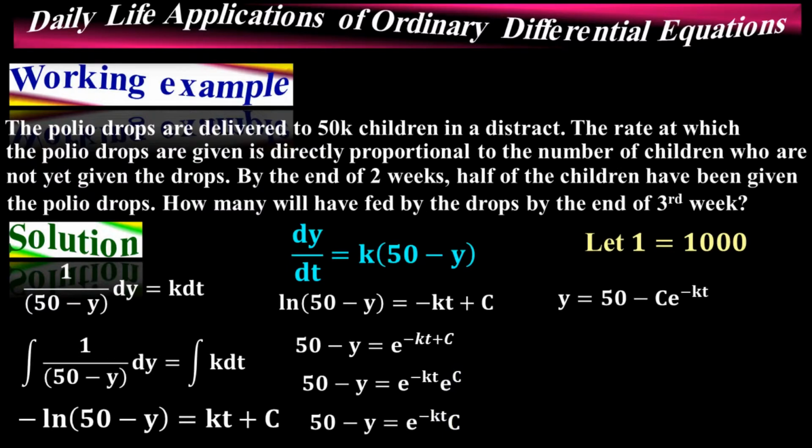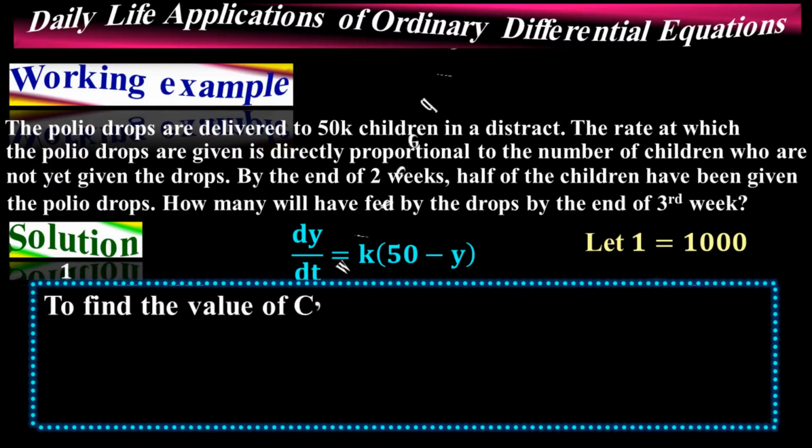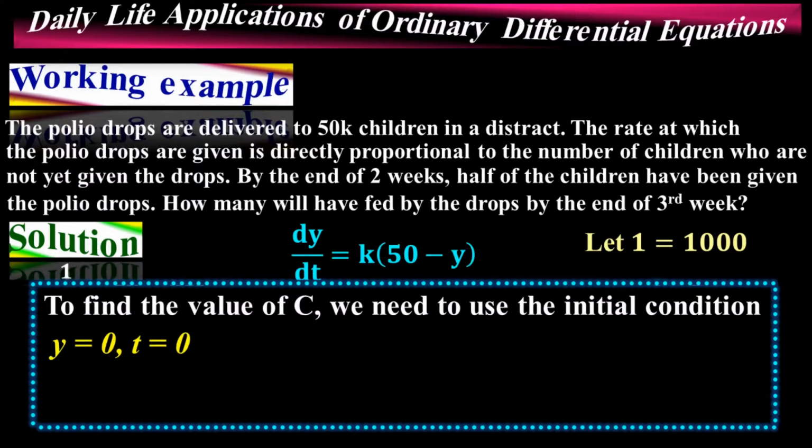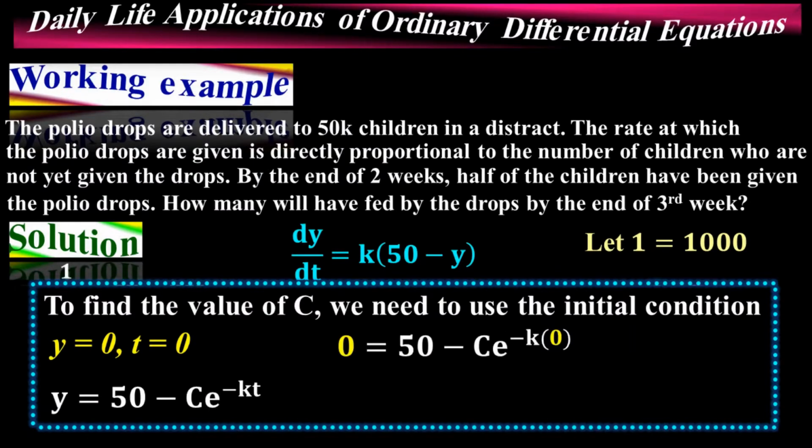Now we're going to find the value of c, which is an arbitrary constant, and then k, the constant of proportionality. From the initial condition y equals 0 at t equals 0, it is the first initial condition where at t equals 0, the number of children that have been fed by the drops is 0. Simplify the equation and you will get c equals 50. That's how I got c equals 50.